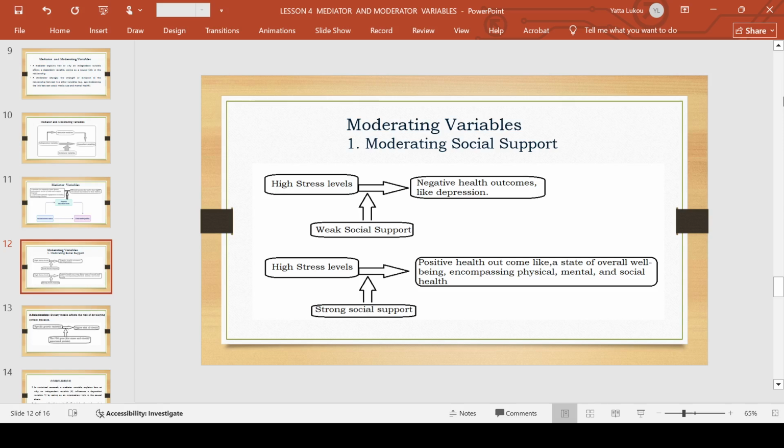Moderating variables. There are two examples here for the moderating variables. The first example is moderating social support. High stress level can lead to negative health outcome like depression. This one depends on the social support. In the presence of a strong social support, high stress level can have a positive health outcome with individuals. So here, the way how the moderating variable moderates depends on the strength of the variable itself.